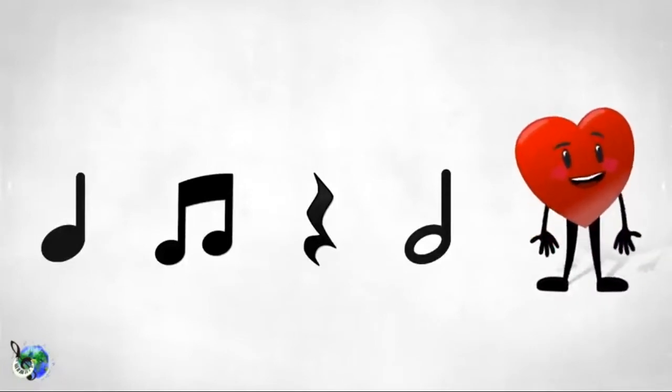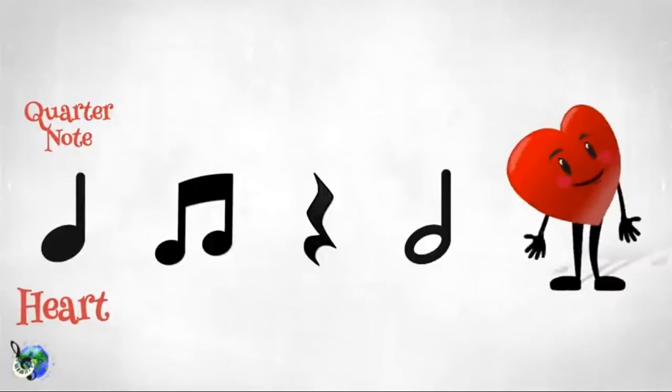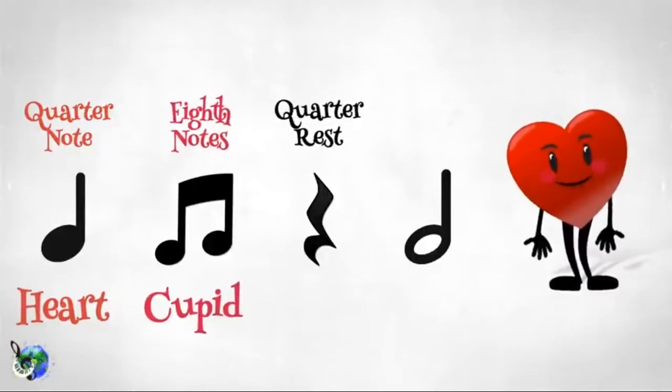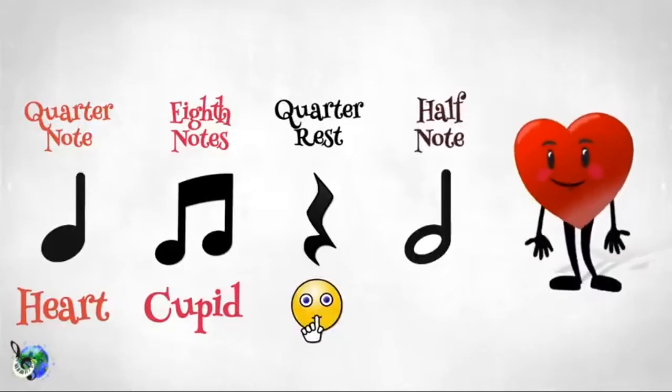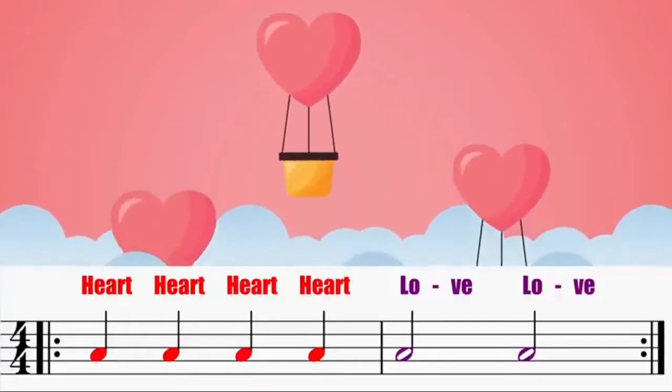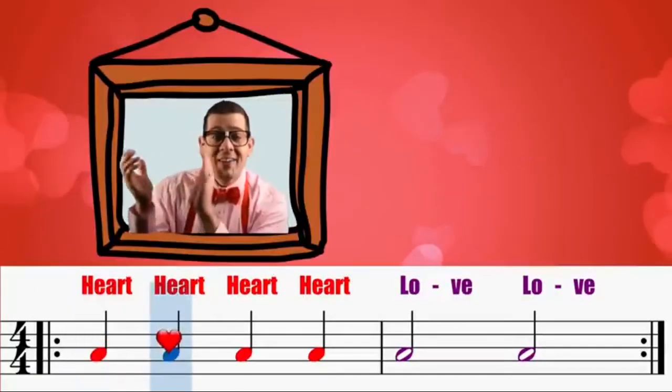Rhythms you will see. The quarter note equals heart, the eighth notes equal Cupid, the quarter rest equals shh, and the half note equals love. Are you ready? One, two, one, two, ready, go!